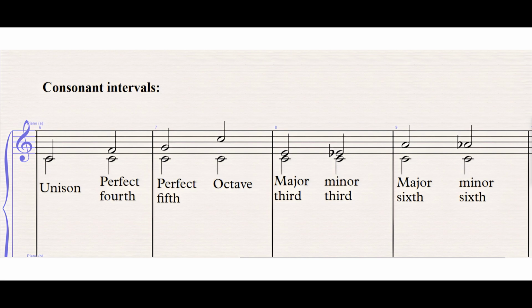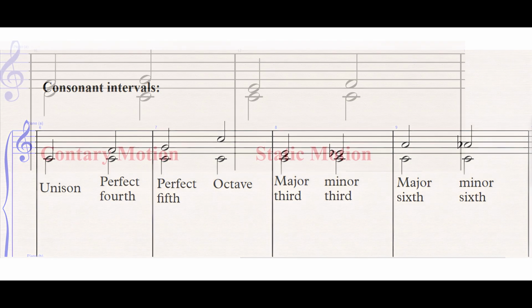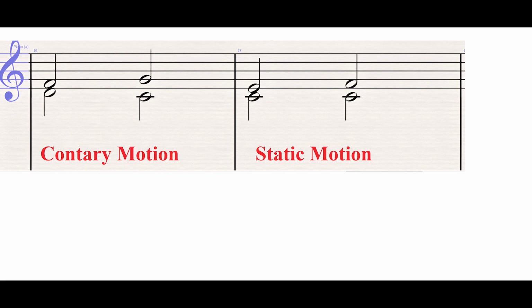Let us start with the first part of the harmony overview, intervals. Very brief and quick, I start with the consonant intervals, including all perfect intervals like unison, octave, perfect fourth and perfect fifth, major and minor third, and finally major and minor sixth. To avoid parallel fifths and octaves, try using contrary motion or static motion. As demonstrated in this example, both techniques are used to prevent parallel fifths.